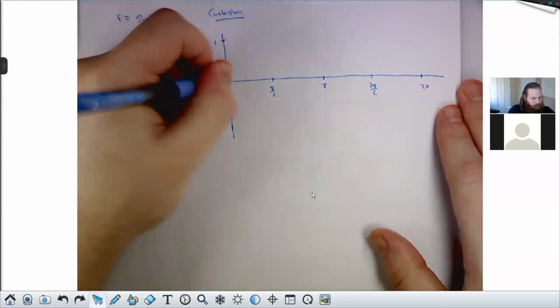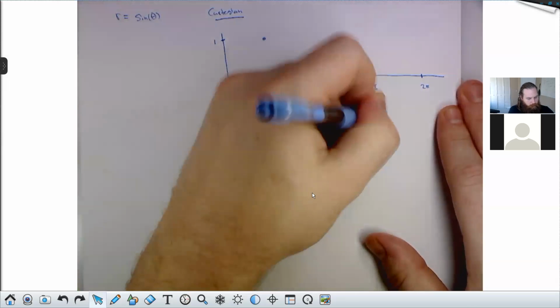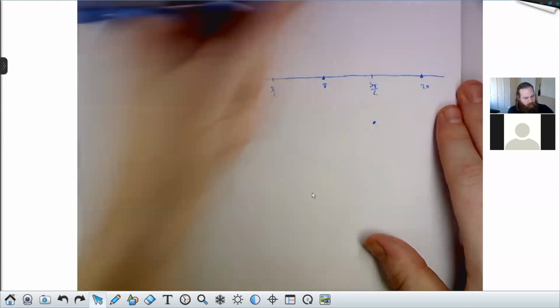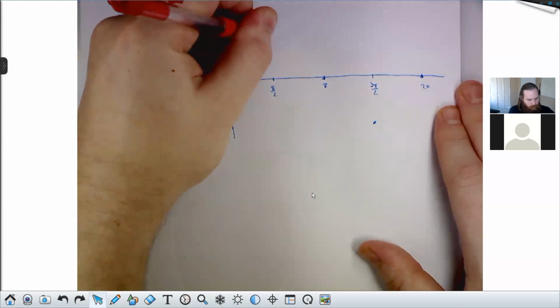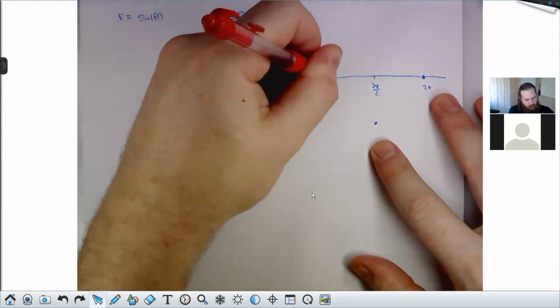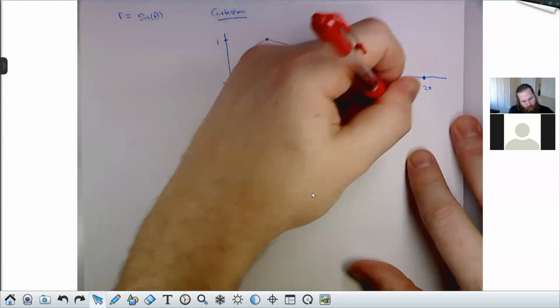You know the sine of 0 is 0, the sine of pi over 2 is 1, the sine of pi is 0, the sine of 3 pi over 2 is -1, and the sine of 2 pi is 0 again. So the sine wave here is very simple. It looks like this.